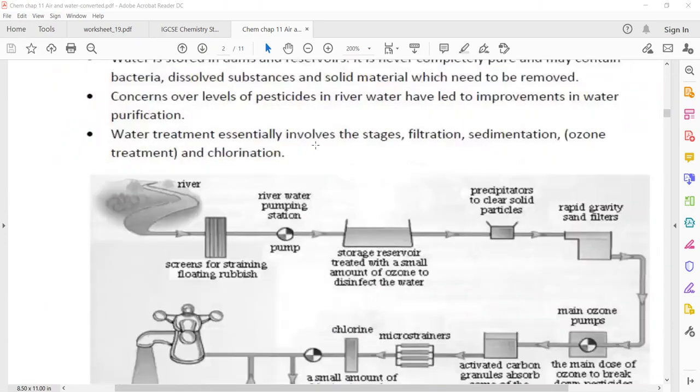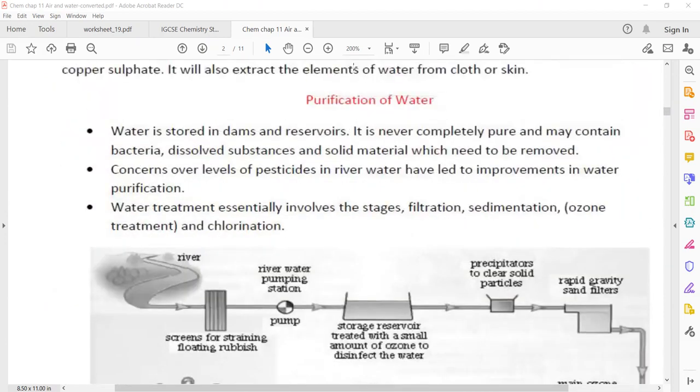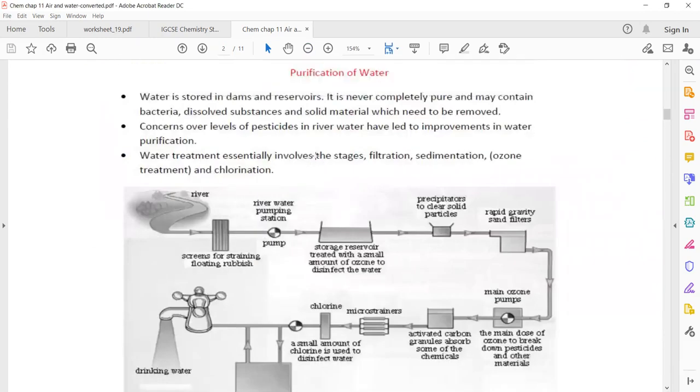Then the purification of the water, the process of how we purify the water. First, we store the water in dams and reservoirs, like the flowing water of a river. We stop this flow and store the water in dams and reservoirs. This water is not pure, it contains dissolved impurities as well as insoluble impurities.